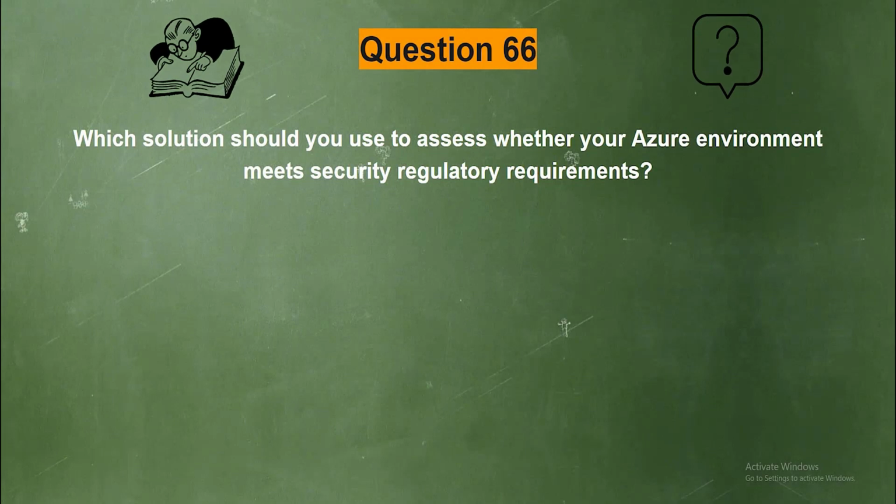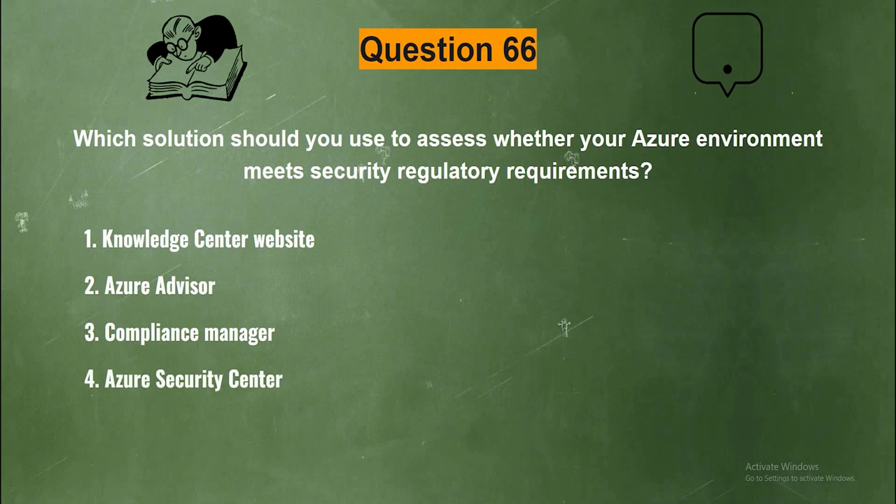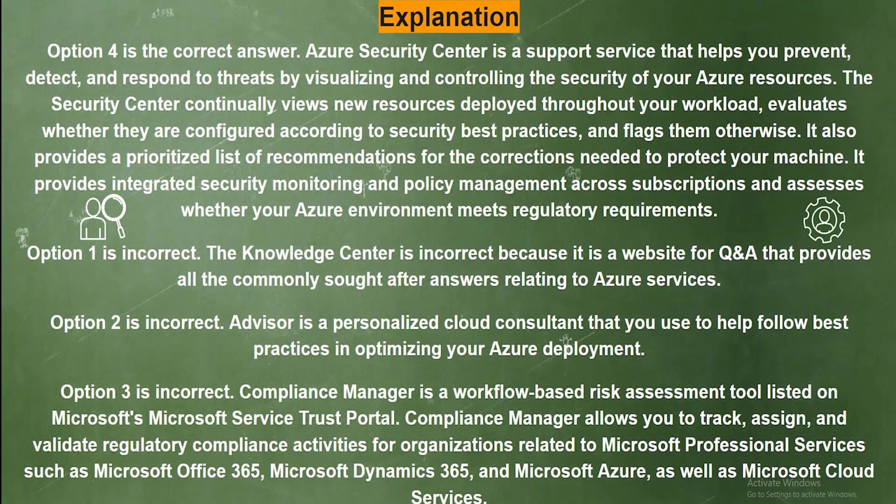Question 66. Which solution should you use to assess whether your Azure environment meets security regulatory requirements? And the options are: option 1, Knowledge Center website; option 2, Azure Advisor; option 3, Compliance Manager; option 4, Azure Security Center. And the correct answer is option 4, Azure Security Center. Explanation. Option 4 is the correct answer.